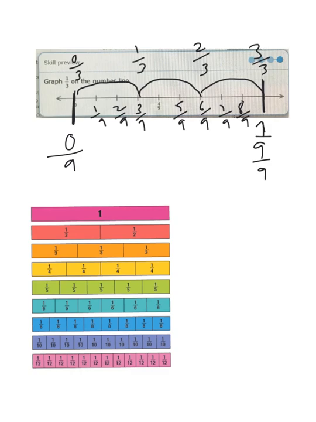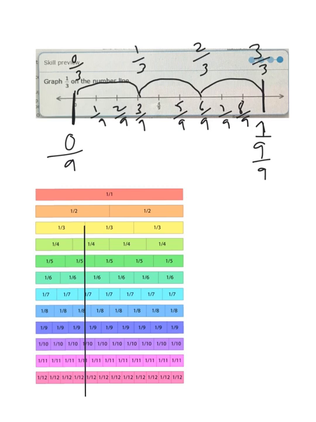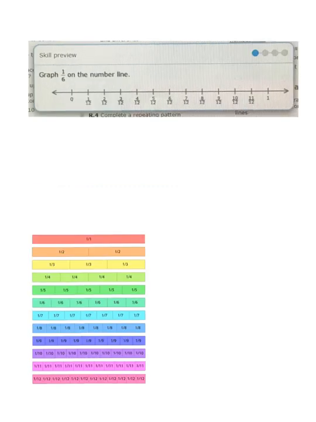Again, if you're not sure, have a look at your fraction strips. So I've written the line here from 1/3, and if we go down, we see it goes through 3/9. So just like up here, we said 1/3 is equivalent to 3/9.